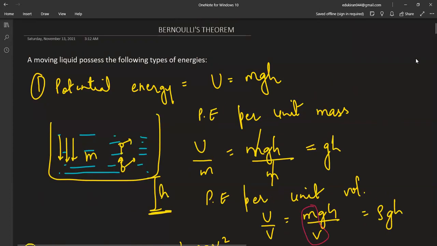So these are the types of energies and the entire Bernoulli's theorem. Now we have a derivation also for this purpose. I'll discuss the derivation. First, write this down. Then I'll discuss the derivation.